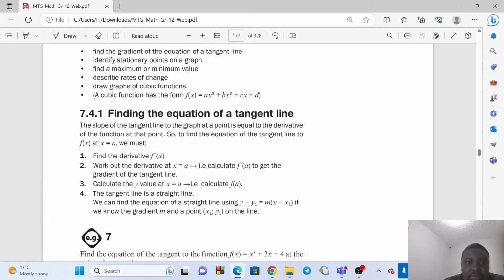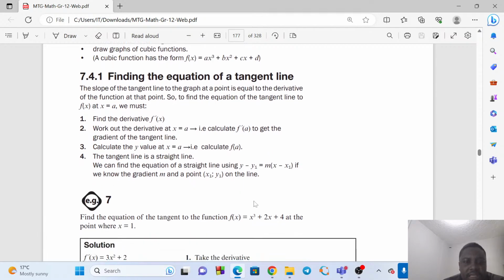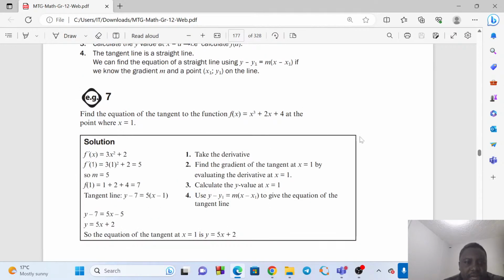In use of a derivative, finding the equation of a tangent. When you find the equation of a tangent, if you read here: find the derivative f prime, work out the derivative at x equals a, that is, find f prime of a to get the gradient of the tangent, and then calculate the y value, substituting x into a, there it is, f of a. The tangent line is a straight line, and then they will give you an equation.